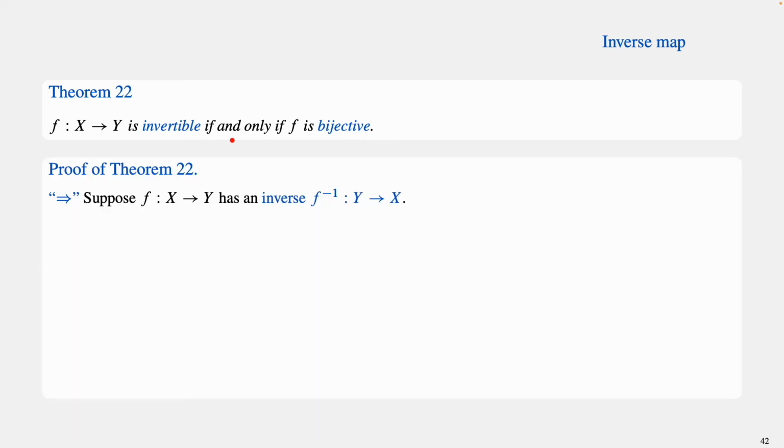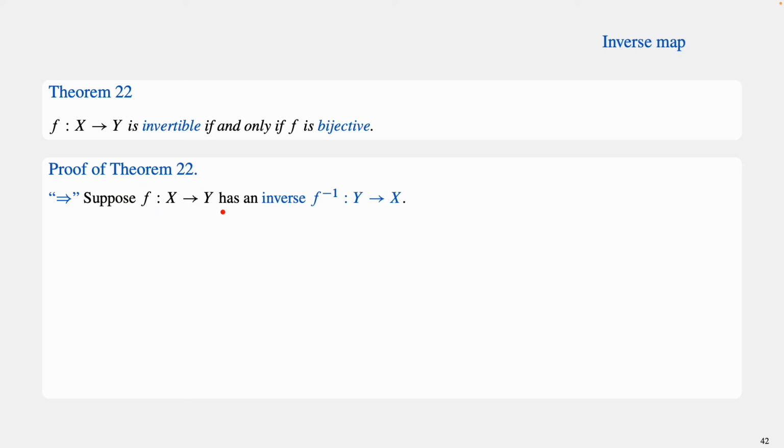And we have to prove an equivalence here, so we will prove it in two steps. First, I will assume that f is invertible and conclude that f is bijective. And in the next step, I will assume that f is bijective and then conclude that it has to have an inverse map. Okay, first the direction from here to here.